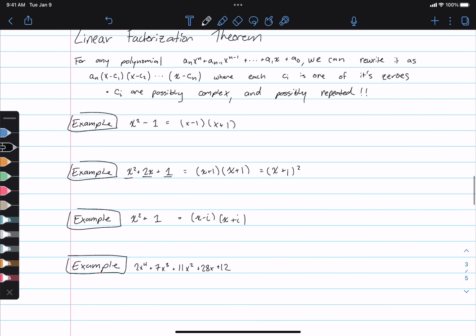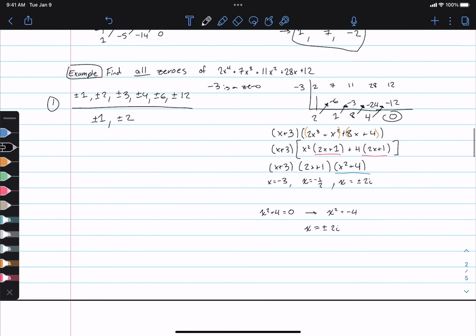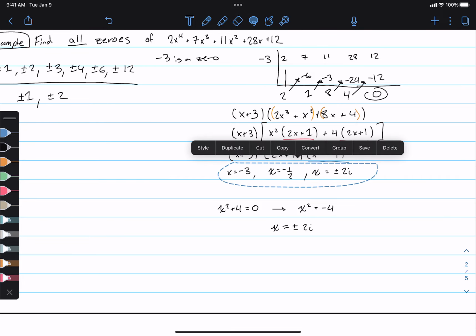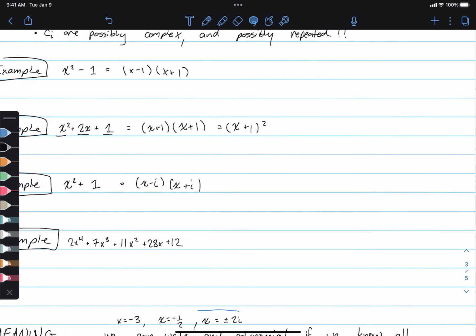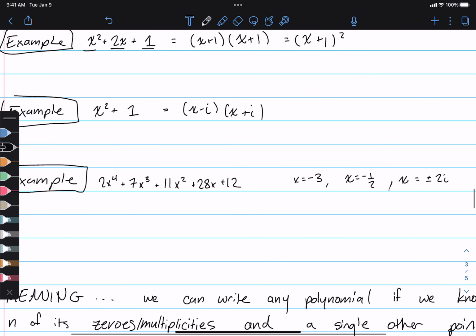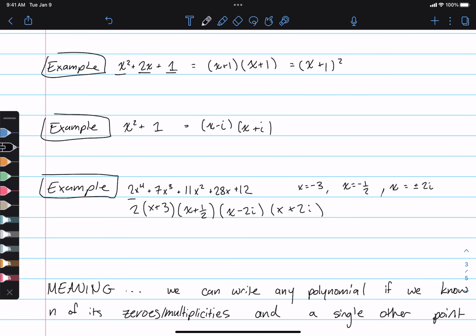And then 2x to the 4th plus 7x cubed plus 11x squared plus 28x plus 12. And that is actually this example right here that we did. And we found all of its zeros, and I'm just going to bring those up. So we found that the zeros were negative 3, negative 1/2, and plus or minus 2i. And what that means is we can write this as our leading coefficient 2 times x plus 3 times x plus 1/2 times x minus 2i times x plus 2i. And you can actually try this again yourself as an example. Try to expand this, and you will see that it gives us back that exact equation.